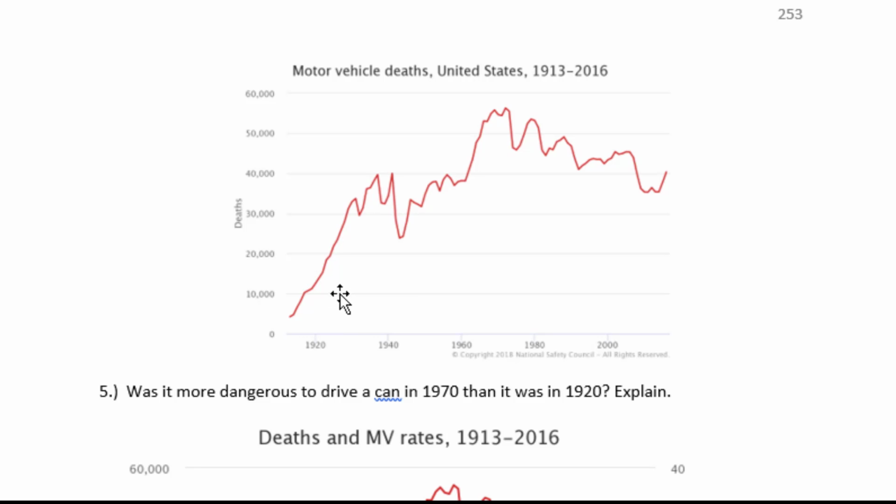Well, this is the problem with just raw numbers. Here are some of the situations you have to think about. First of all, how many people were there in 1920 versus 1970? There's a lot more people in 1970. How many more automobiles were there? Well, there's still horse and buggies back here, so there weren't that many. But here, there were millions. So this is not a good way to analyze data with the raw numbers. I need a comparison. I need a rate.